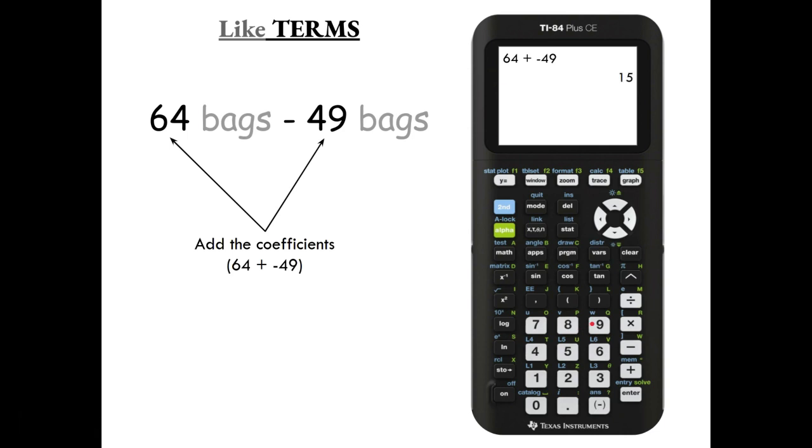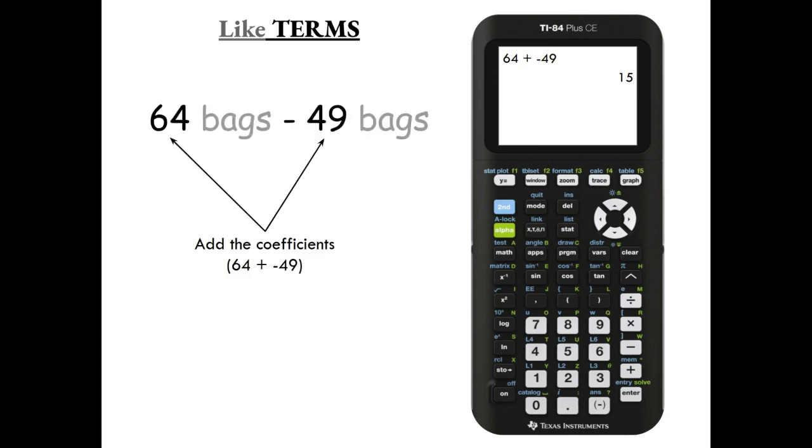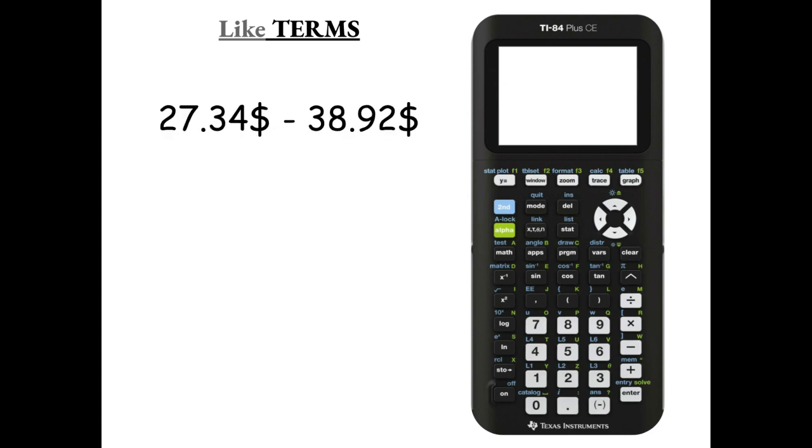So you don't write just 15. We're talking about bags. We have 15 bags. So again, we're going to add the coefficients. If the terms are alike, they're both bags, so we add them together, and we get 15 bags.